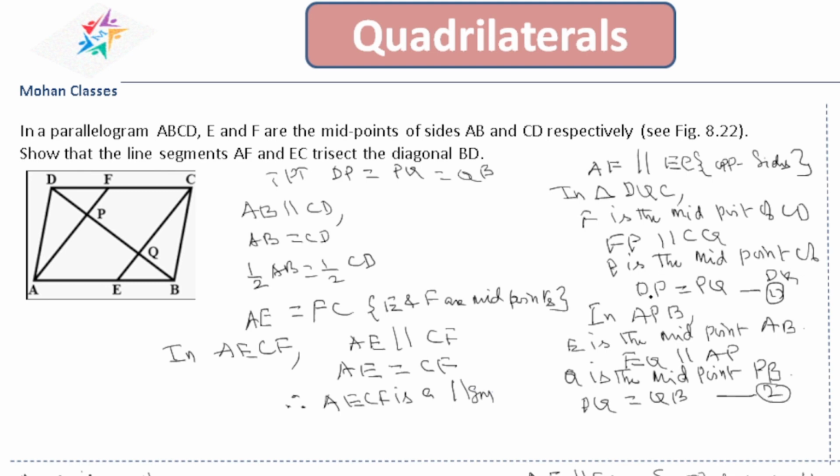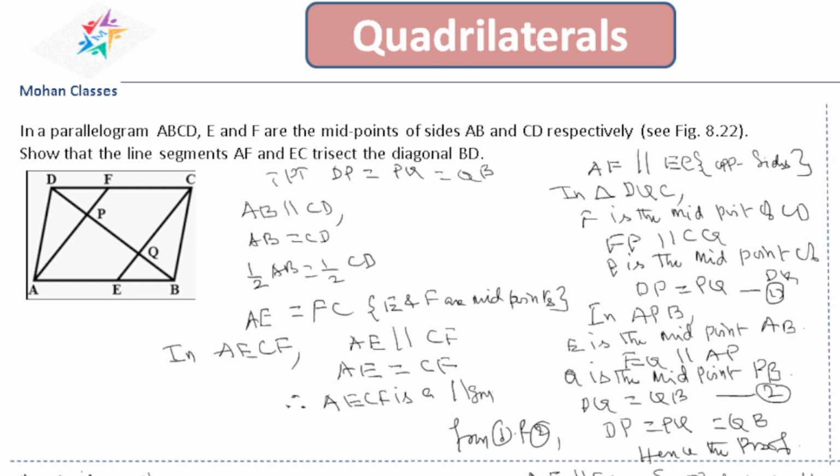From 1 and 2, here DP is equal to PQ, PQ is equal to QB. Therefore, DP is equal to PQ and PQ is equal to QB. So that means EC trisect the diagonal BD. Therefore, what we are saying, AF and EC trisect the diagonal, hence proved.